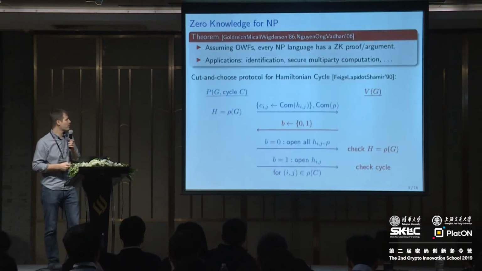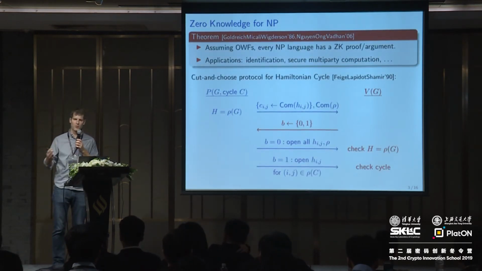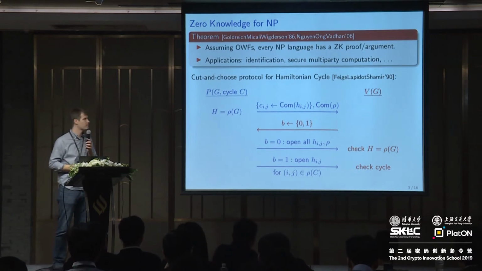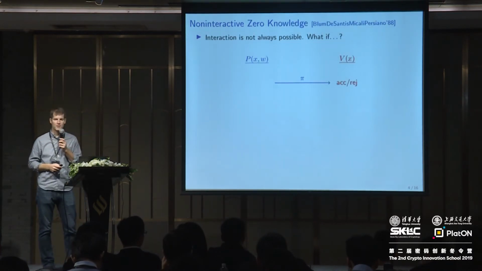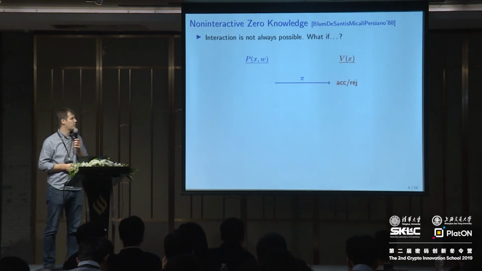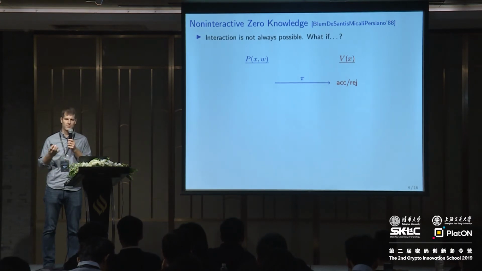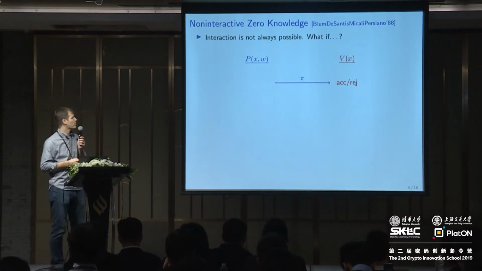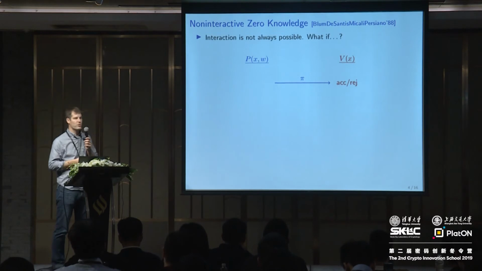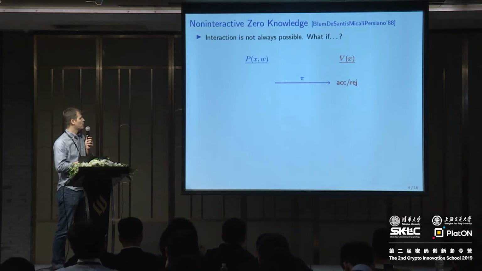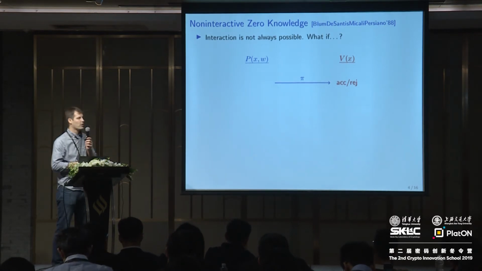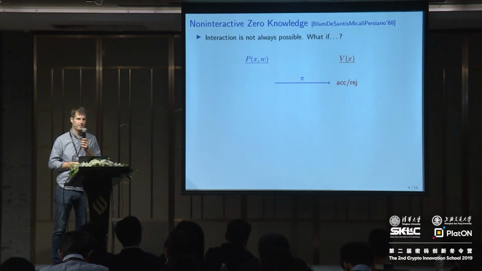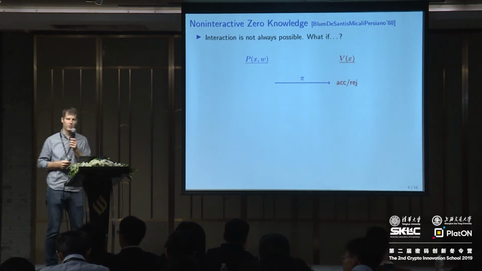Okay, so all of this is using interaction. So the prover and the verifier are sending messages back and forth to each other. But in many cases, interaction is not always possible. The two parties may not be online at the same time, or you might want to store a proof for later use, and so you can't always have interaction. And so Blum, De Santis, Micali, and Persiano asked, what if we change the picture here to just have the prover send a single proof string pi to the verifier, which the verifier either accepts or rejects. So there's no back and forth between the two parties.